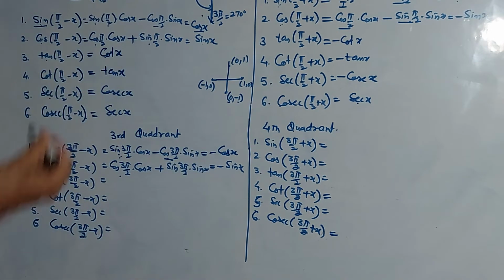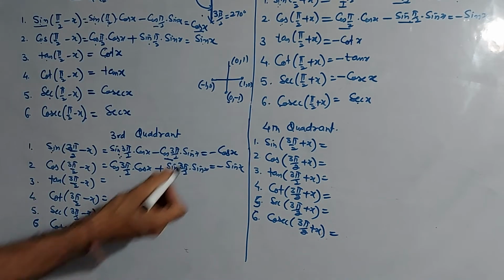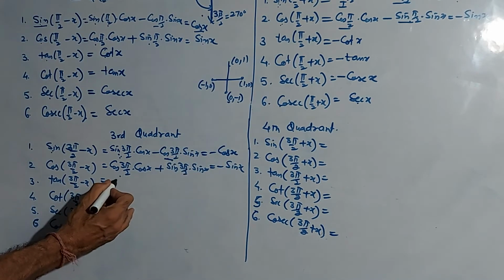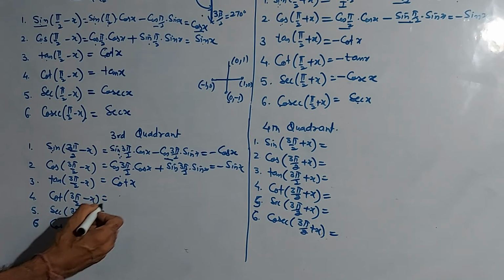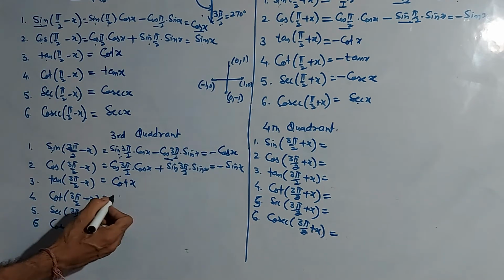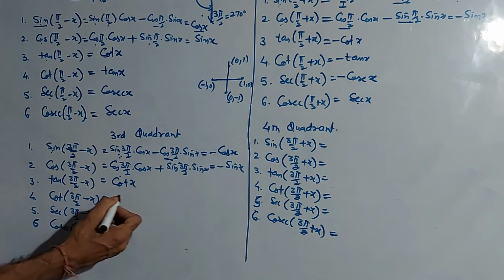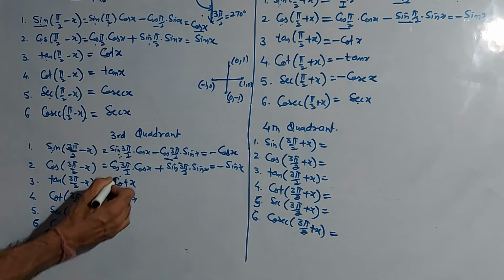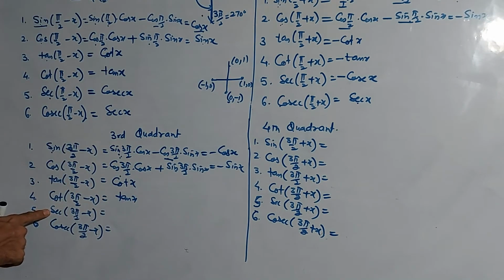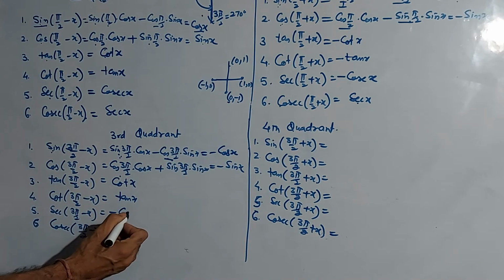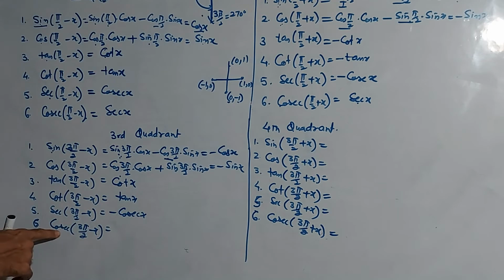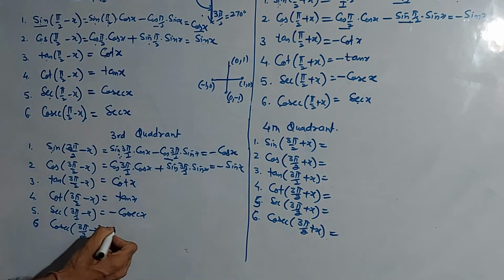Now because of this, tan is sine upon cos, so minus minus becomes plus. So it is cot x. This is sine upon cos with the minus canceling, meaning tan x, again positive. Cot is the reciprocal of this. So the reciprocal of this is minus cosecant x. Cosecant 3 pi by 2 is the reciprocal of this, which is minus cos x. This is minus secant x.